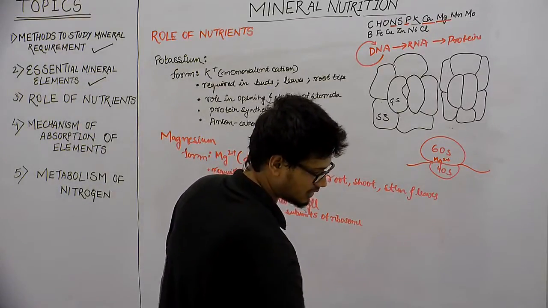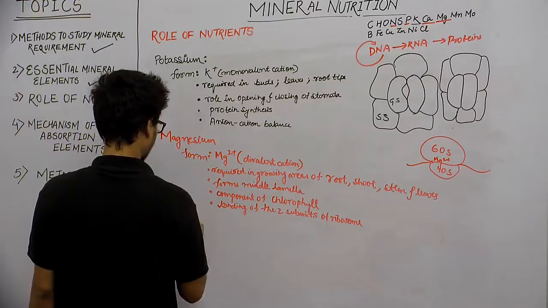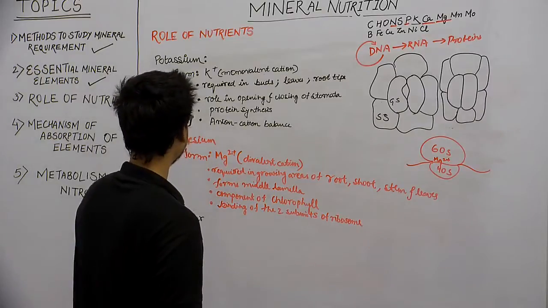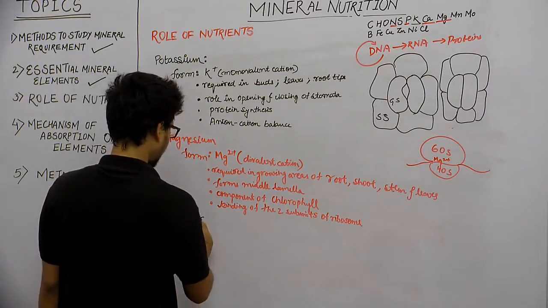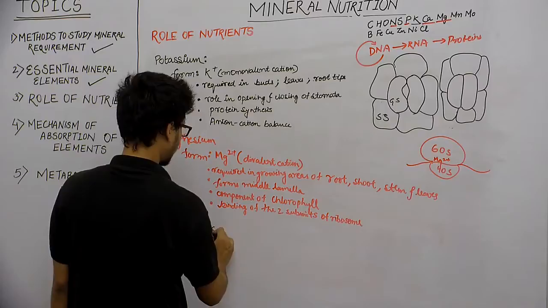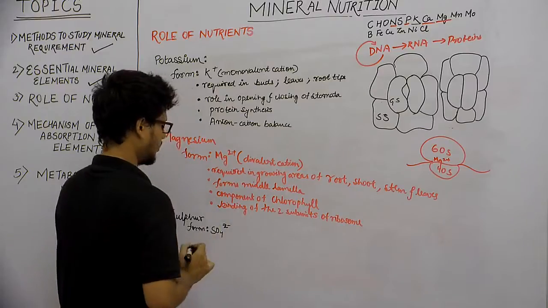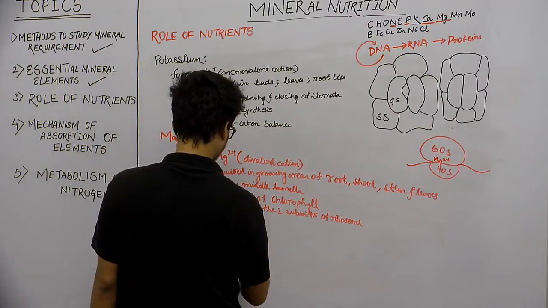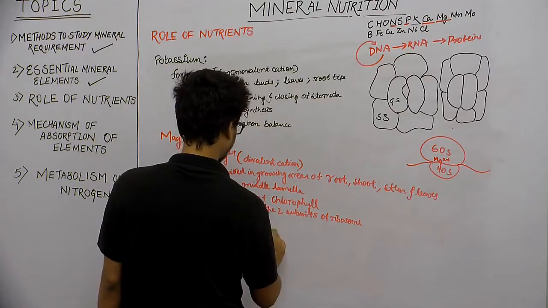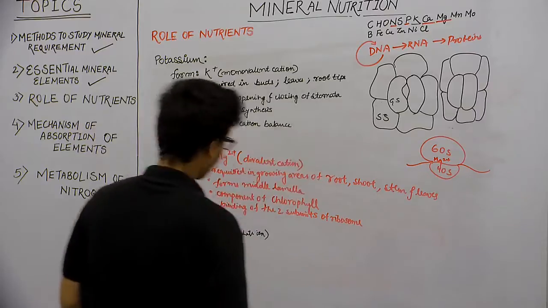Now we will talk about sulfur. Sulfur किस फॉर्म में absorb होता है? Sulfur is absorbed in the form of sulfate ion. Okay, sulfate ion is SO4 2-. Okay, my 2 is not very good looking. Sulfate ion, yes, okay. Sulfate ion is this, so it is required by young leaves and meristem.